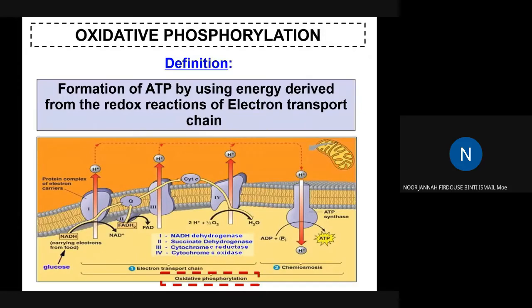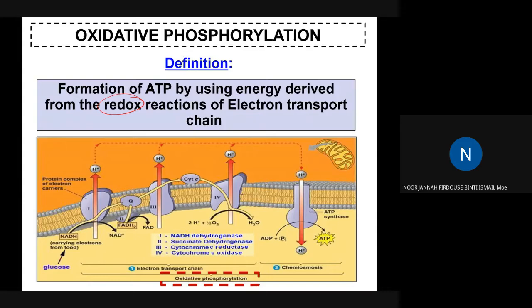What is oxidative phosphorylation? It is the formation of ATP using energy that is derived from the redox reaction of the electron transport chain. Please bear in mind that when we use the word redox, it means it involves the oxidation and reduction processes simultaneously. Looking at this diagram, you need to be able to identify that this is the electron transport chain and chemiosmosis. Together, they are called oxidative phosphorylation.